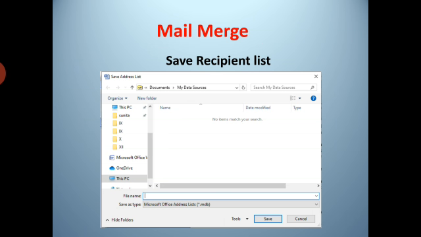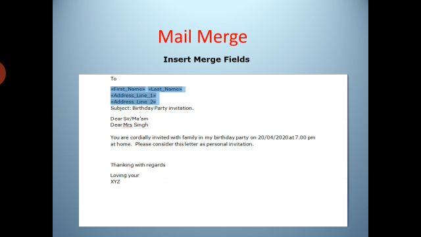Now click on Edit Recipient List. List of recipients that will be used in your merge will be displayed in Mail Merge Recipients dialog box and click on OK. Now click on Insert Merge Field drop down arrow in right and Insert Field group and click Mail Merge field which you want to insert.